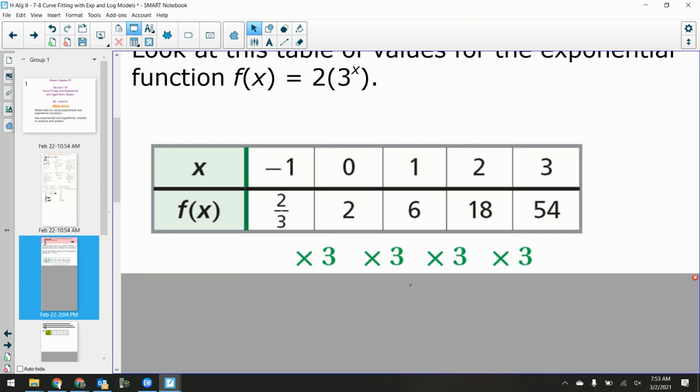Notice here, you see how this is multiplying by 3 each time? How does that relate to the equation? Well, look at the base of the exponent. It's a 3. What you're continually multiplying by is the base of the exponent. Well, what is that 2 doing? Remember that 2 is your starting value. That's your y-intercept, basically. The number sitting out front is your y-intercept, your starting value. Each successive x term, I'm going to multiply by 3 each time. It's going to exponentially grow by a factor of 3.